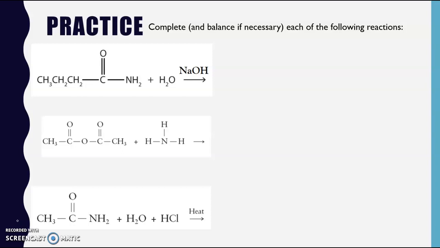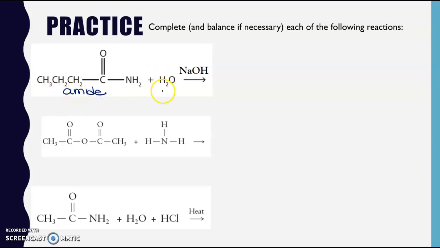We're going to practice. It just says complete and balance, if necessary, each of the following reactions. One of the first things I like to do when I'm approaching a problem like this is identify what kind of organic families I'm working with. So I see a carbonyl group right here. When I locate a carbonyl group, I look at what it's attached to on either side. Since I have a carbonyl group that's attached directly to a nitrogen, I know that this is an amide.